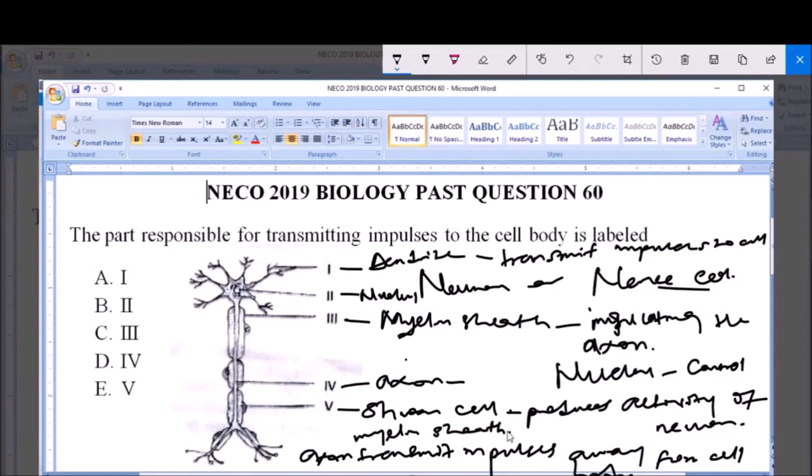Now, the question says the part responsible for transmitting impulses to the cell body, and that is dendrite, which is what? Option A, I. The dendrite is a nerve fiber that transmits what? Impulses to the cell body, while the axon is a nerve fiber that transmits impulses away from the cell body. So the answer to this question is option A, dendrites.